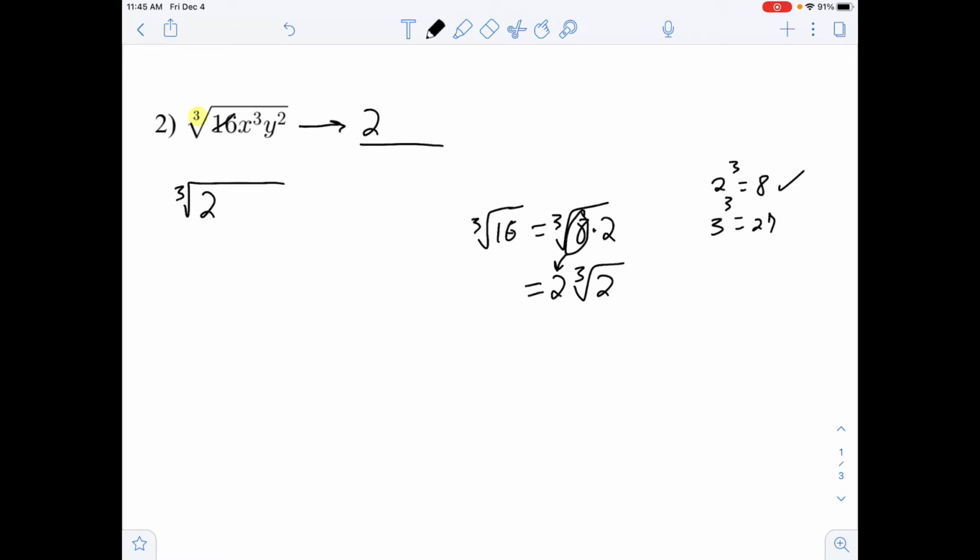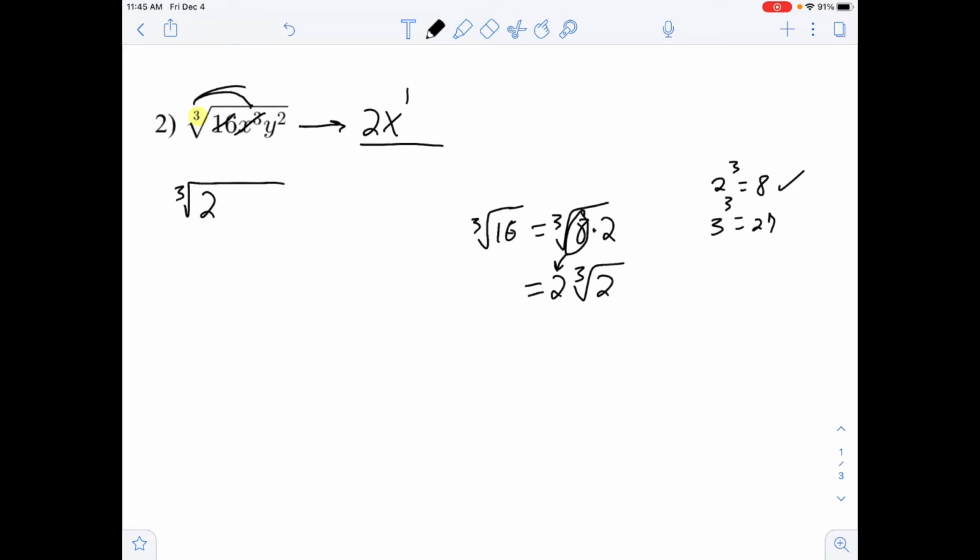So now let's go to the exponents, the variables. And we're going to do the same process I did before. 3 goes into 3 one time. So that means I can take out 1x. Is there any remainder? No, it goes in one time and there's no remainder, so the whole thing is gone. There's nothing that's staying inside.